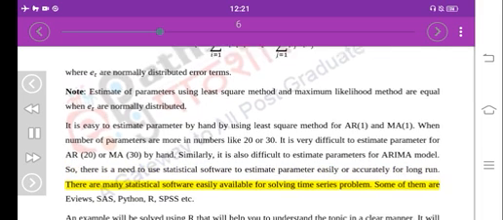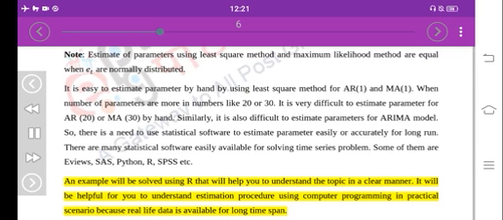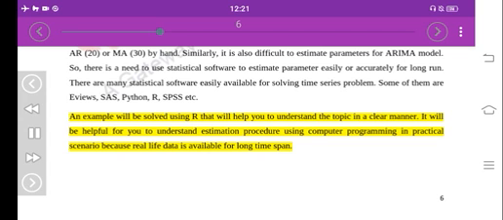There are many statistical software packages easily available for solving time series problems. Some of them are EViews, SAS, Python, R, SPSS, etc. An example will be solved using R that will help you to understand the topic in a clear manner. It will be helpful for you to understand the estimation procedure using computer programming in a practical scenario, because real-life data is available for a long time span.